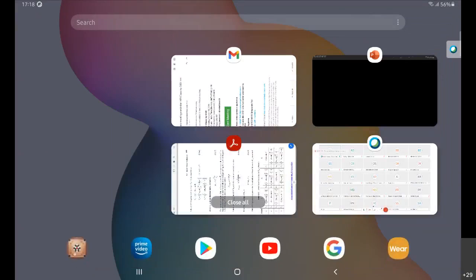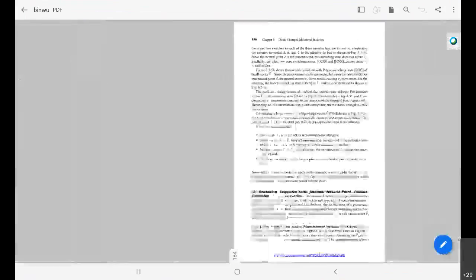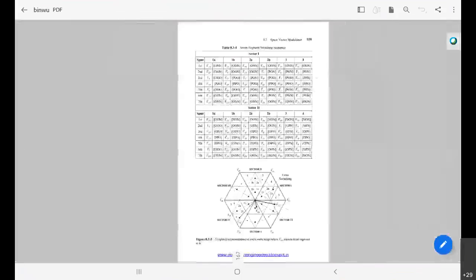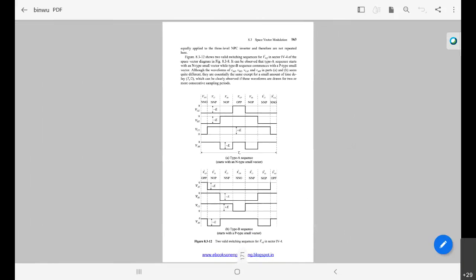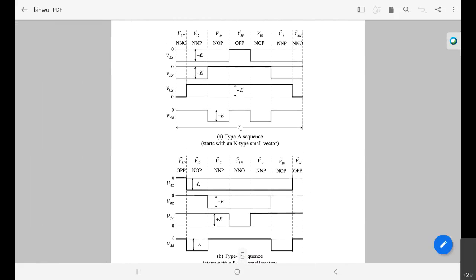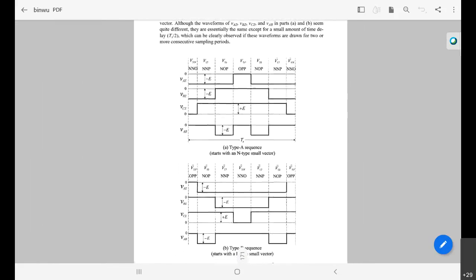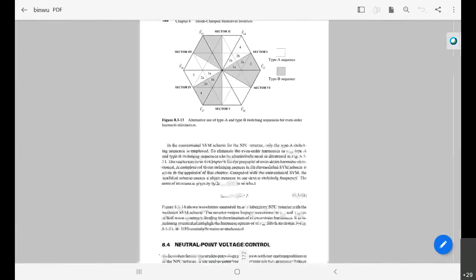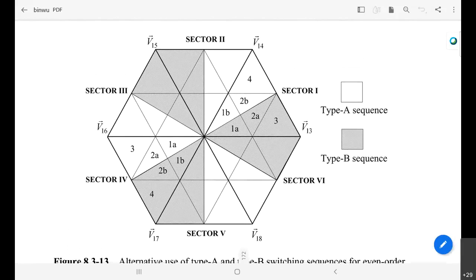So again, we can eliminate these even order harmonics like what we followed, right? If you use n-type and p-type switching sequence, that is type A sequence and type B sequence, that's what we followed in case of two level, right? Type A switching sequence and type B switching sequence to eliminate these even order harmonics.